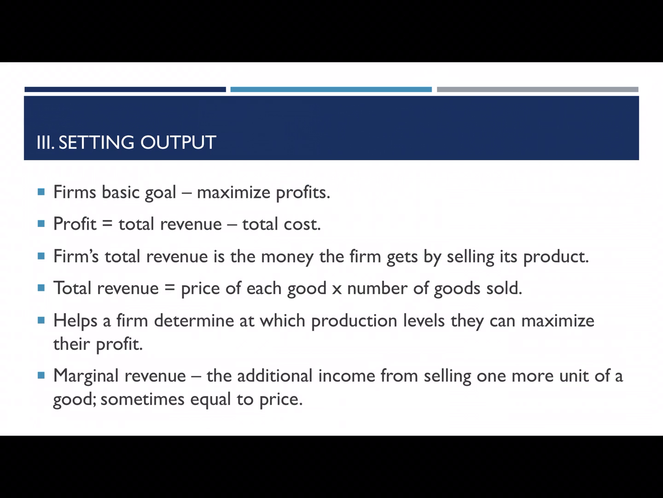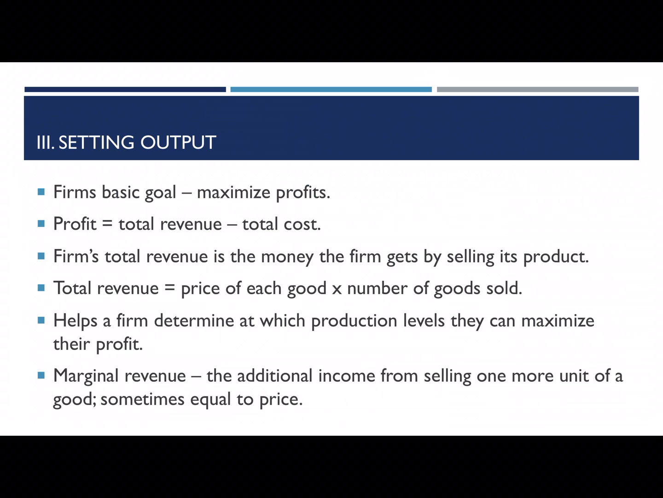All right, part 3, set and output. As we've talked about a lot already, firms' basic goal, maximize profits. So to calculate profit, we need to know the total revenue and subtract it by the total cost. So we just want to know how to calculate total cost. So how do we calculate total revenue?